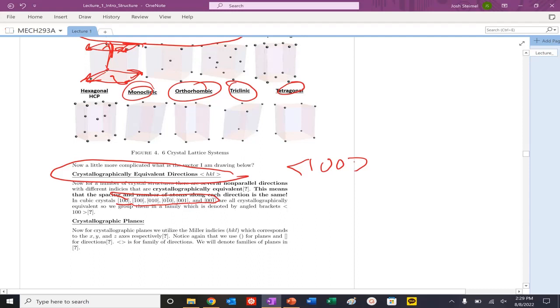You could have the 110 family of directions. You could have the 111 family of directions. So for directions that are crystallographically equivalent, if I blindfolded you and showed you a direction, you could not tell me those are distinct.